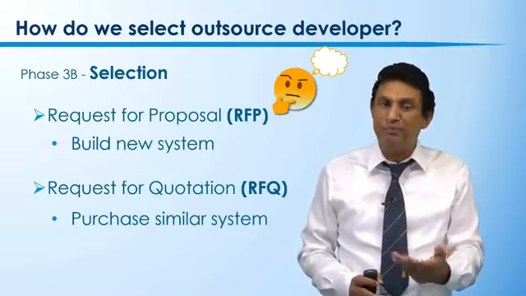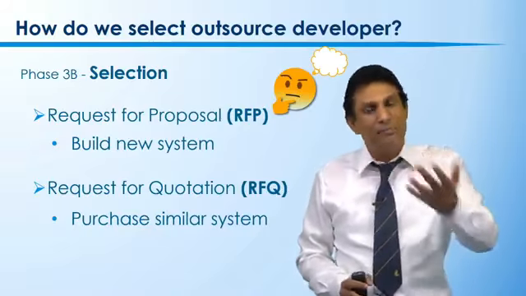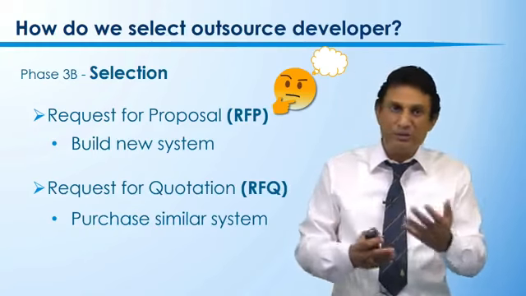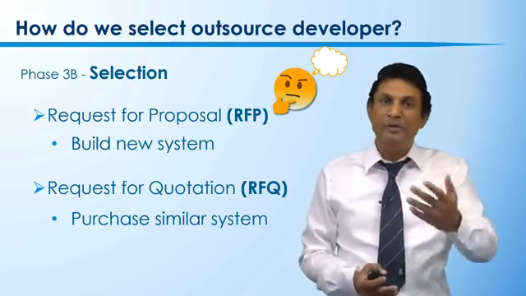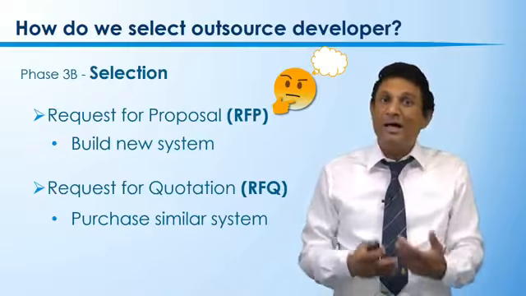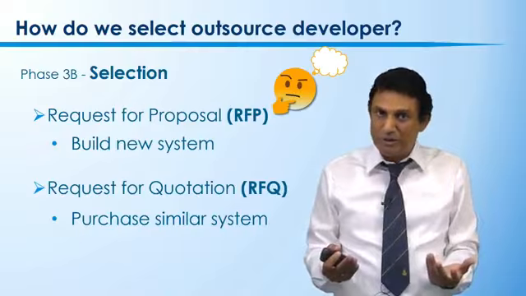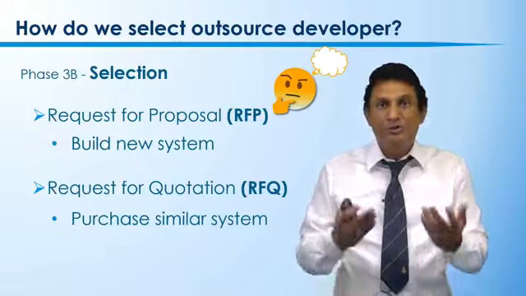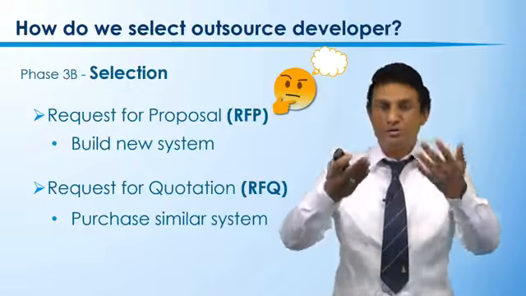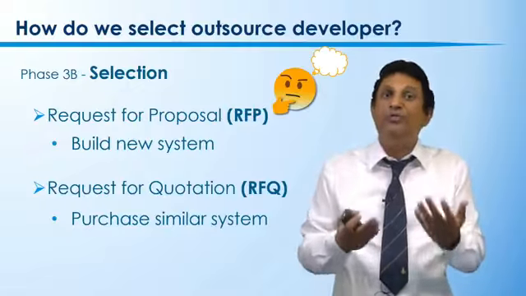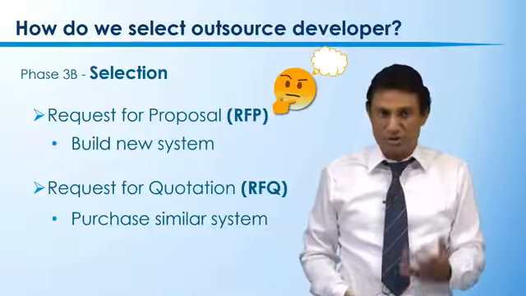So that's called RFP. RFQ means that you know that there are some packages available. For database, for example, we know that there are some packages available like Sybase, and other packages as well, Oracle for example. So you just go and use one of the packages, and we're asking only for the price, that is, for the quotation.